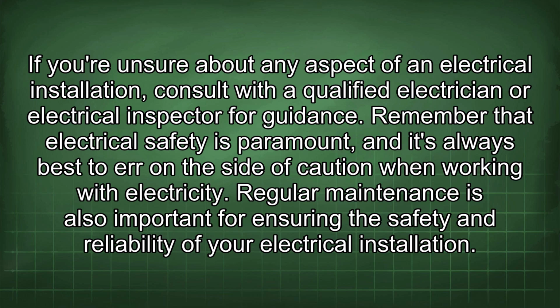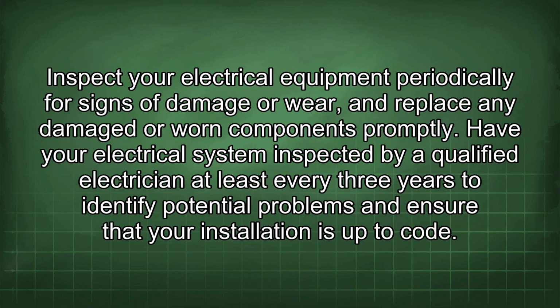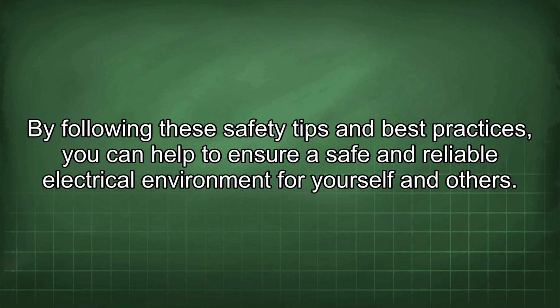Regular maintenance is also important for ensuring the safety and reliability of your electrical installation. Inspect your electrical equipment periodically for signs of damage or wear, and replace any damaged or worn components promptly. Have your electrical system inspected by a qualified electrician at least every 3 years to identify potential problems and ensure that your installation is up to code. By following these safety tips and best practices, you can help to ensure a safe and reliable electrical environment for yourself and others.